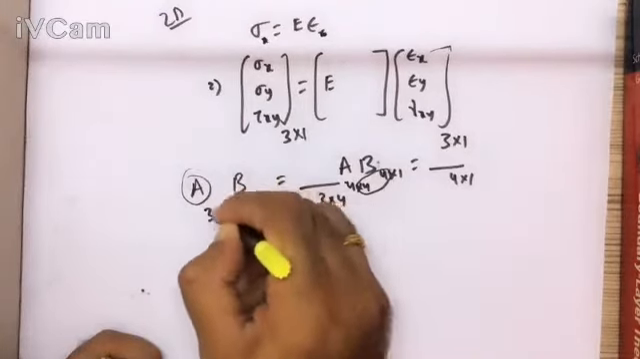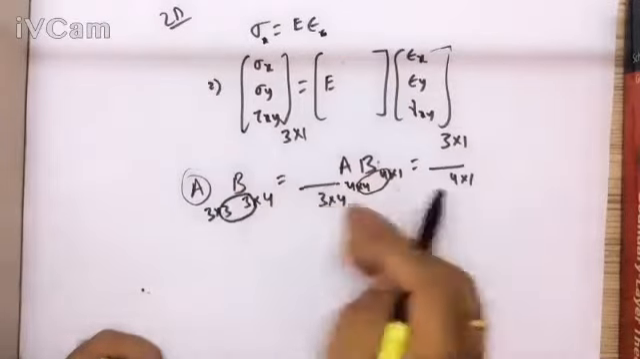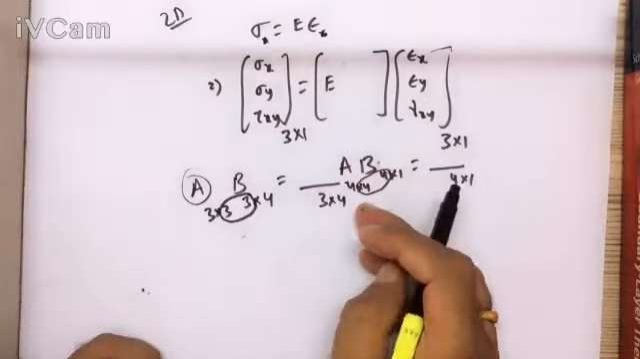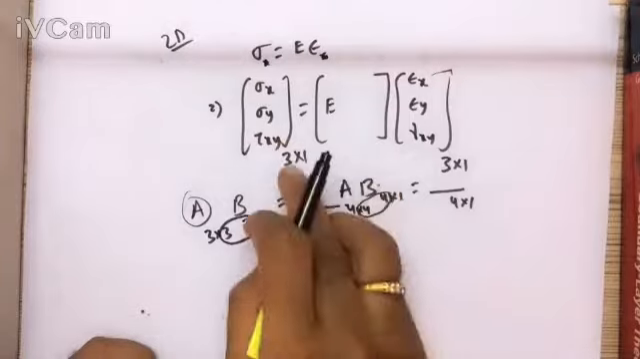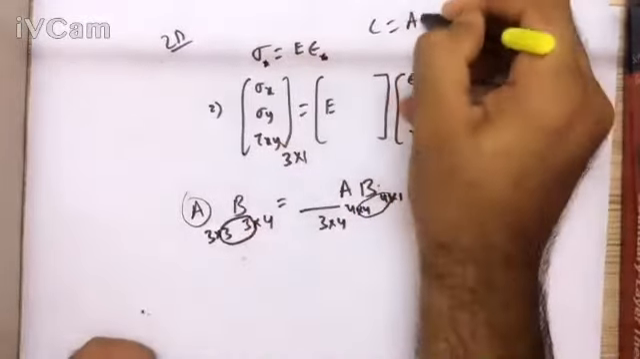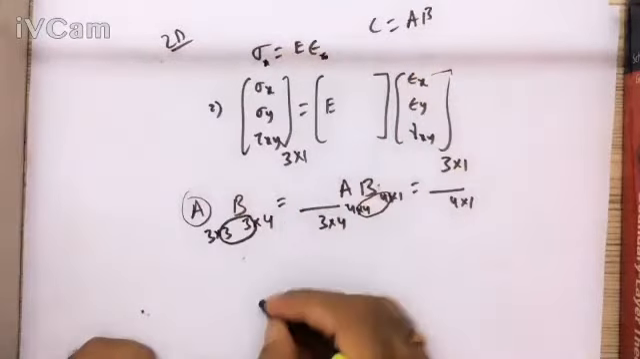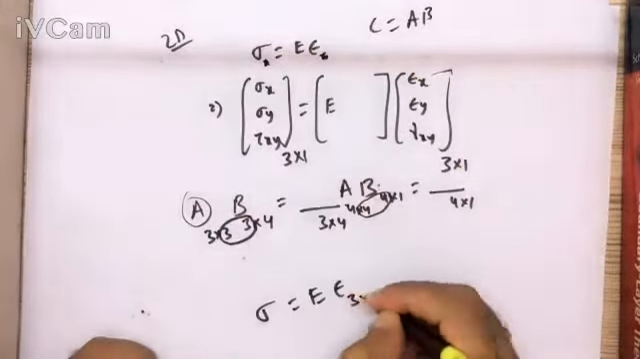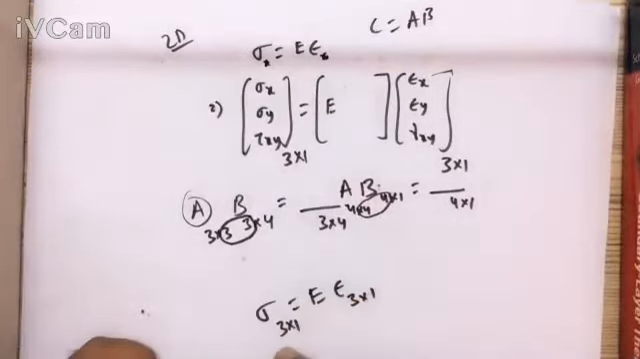If I multiply a 3 by 3 matrix with these two matrices, I'll get 3 by 4. The resultant would be 3 by 4. But in this case, I know the resultant is 3 by 1, which is B. Let us suppose C is equal to A into B, or sigma is equal to E into epsilon. Epsilon is 3 by 1 and the corresponding resultant matrix is 3 by 1.